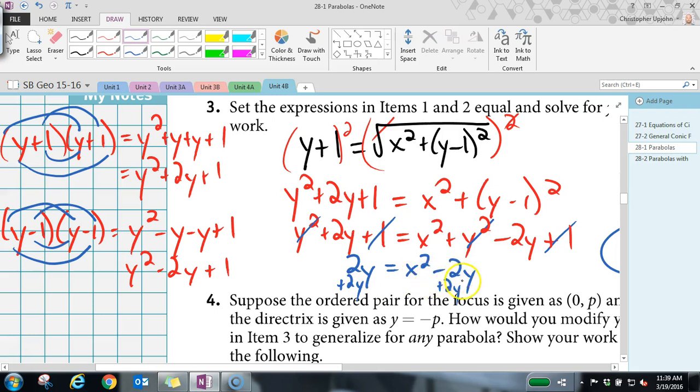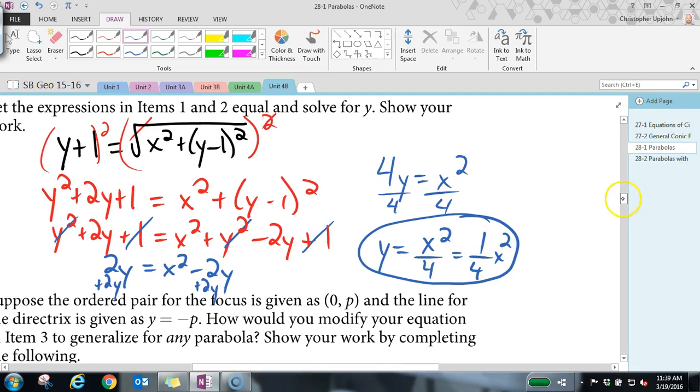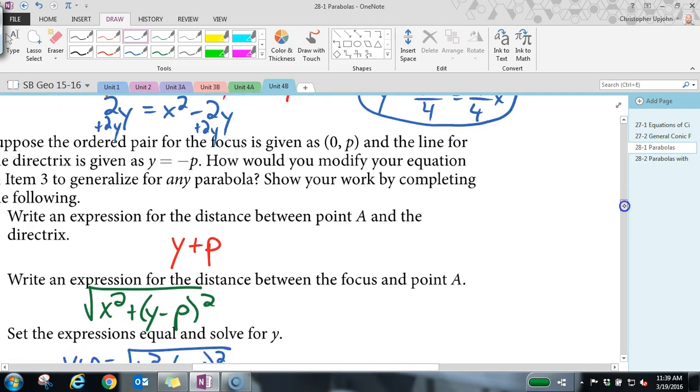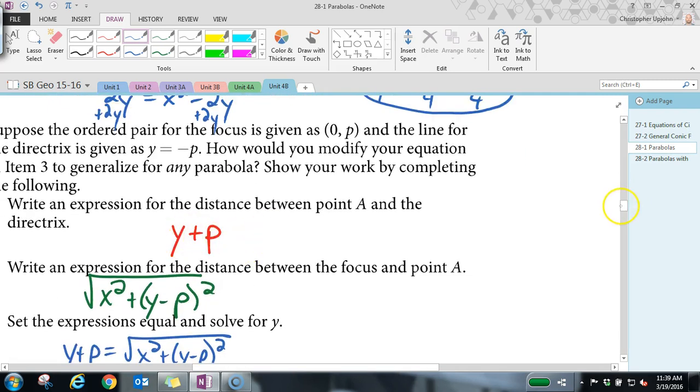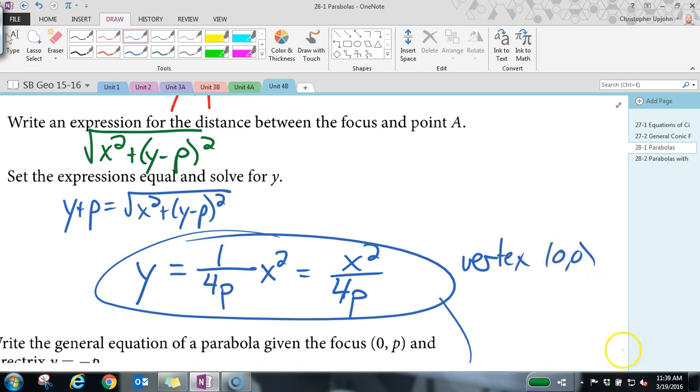I want to get y by itself, so I bring the 2y over here by adding it. So we have 4y equals x squared, divided by 4, and y equals x squared over 4, or y equals 1 over 4 x squared. Now, that was when p was 1. Now, p is just any distance, so we do the same thing, and we get y equals x squared over 4 times p. Again, this is where the vertex is 0.